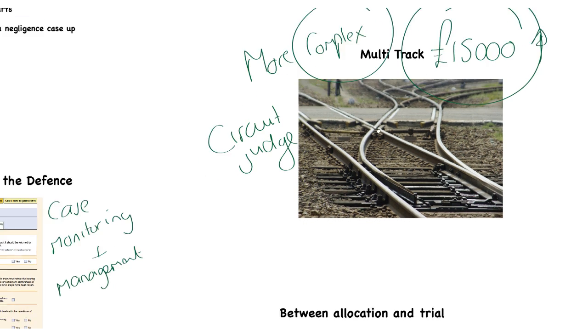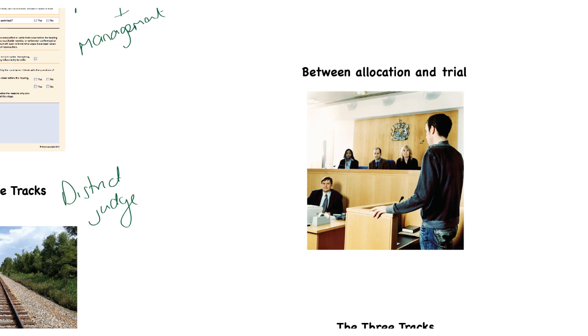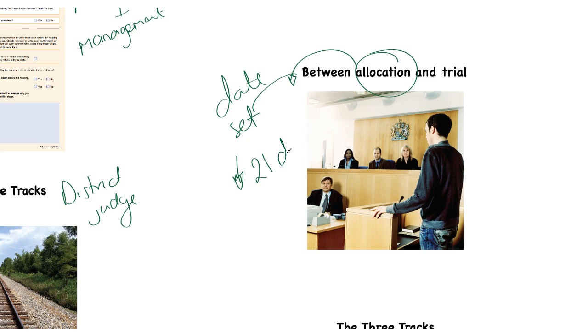And finally, the last thing that I just want to look at is what happens between the allocation of a track and the trial. So after the allocation, a date is set. So you've got allocation and then date set. And that's no sooner than 21 days. So the court date will be at least 21 days after the allocation.